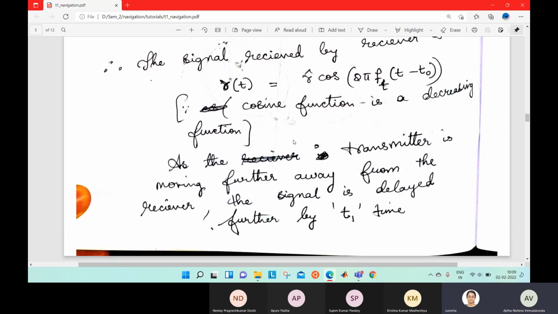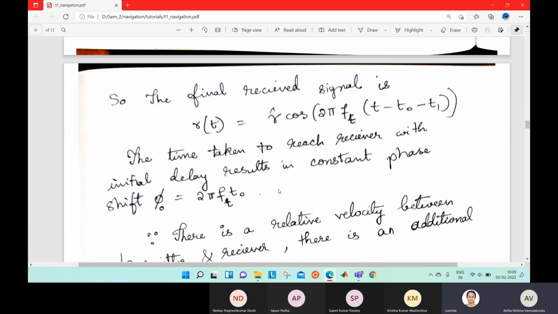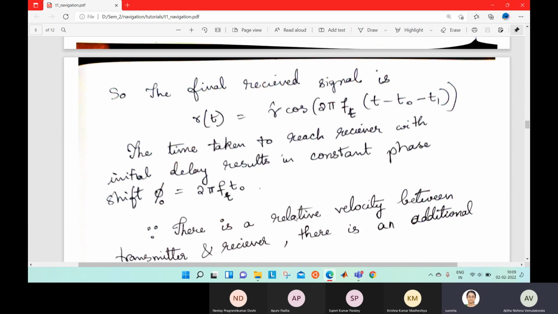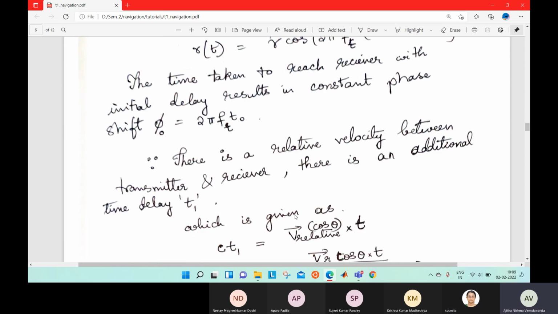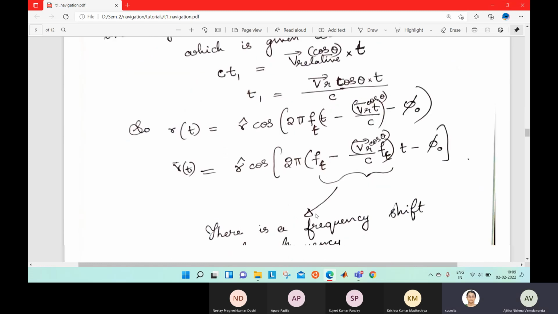I'm not saying t naught is constant, ma'am. I mean it is represented by this part, which is represented by phi naught. Okay, fine. It can be taken as a constant phase shift over time, the initial distance. Okay, fine. So then to find t1, velocity of the wave times t1 is equal to the component of the relative velocity times time t. So I found the time. Fine. Next.